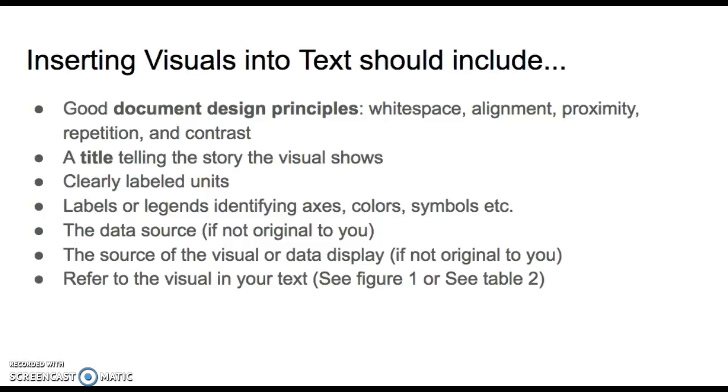And then the last thing that you should remember about visuals in text is that you should refer to your visual in your text, and that can be as simple as see Figure 1 or see Table 2. But the thing that you want to remember is that wherever you place that visual, the reference to the visual should be nearby. So you shouldn't say see Figure 1 and then 3 pages later Figure 1 appears. Figure 1 and the reference to it should be very close to each other in proximity.